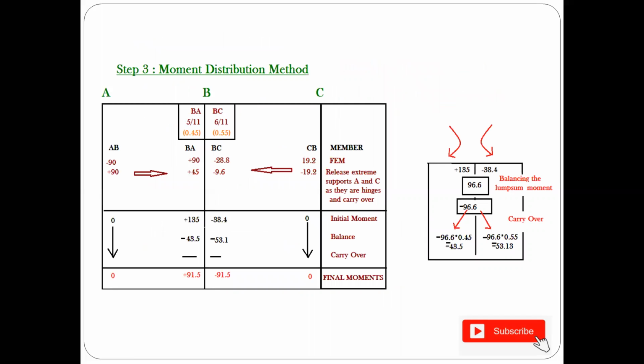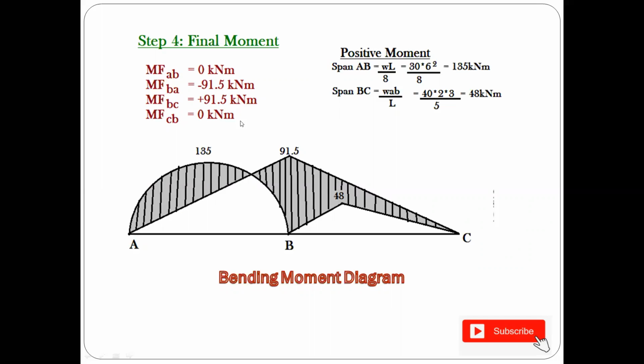Okay, sorry friends, there is a small change. It's 0 plus 91.5 minus 91.5 and 0. So here comes a small change. This becomes plus and this becomes minus. So now after drawing this, you're supposed to calculate your positive moments.